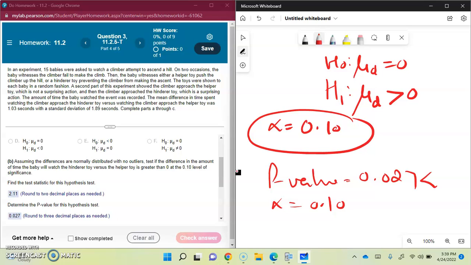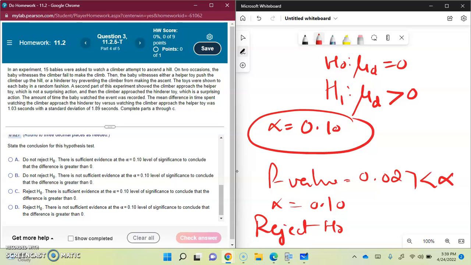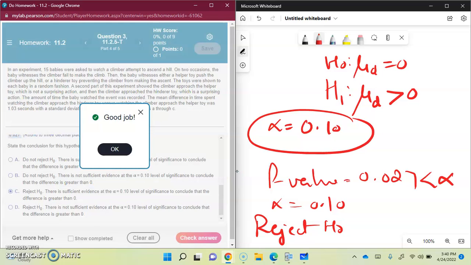So the P value is less than alpha. That means what? That means reject H naught. So let's do that. Reject H naught. If we are rejecting H naught, then we are accepting the alternate hypothesis. That means there is sufficient evidence at this level to conclude that the difference is more than 0.